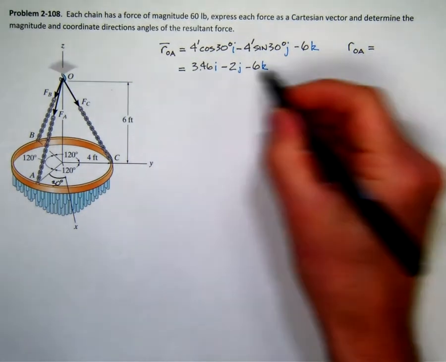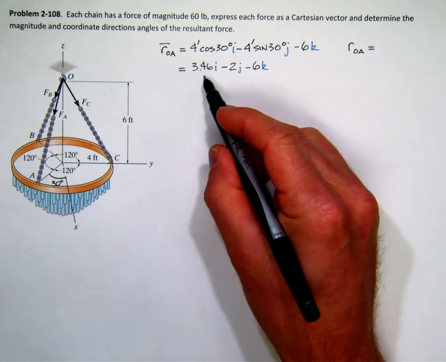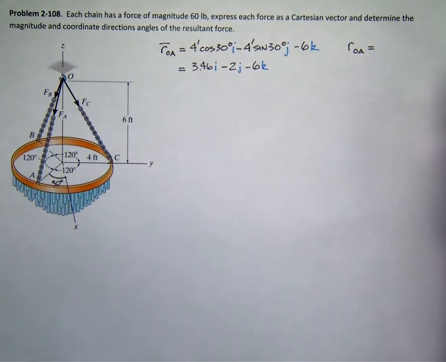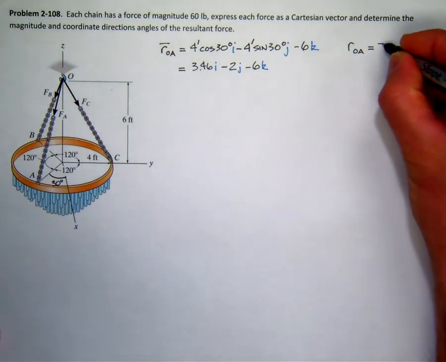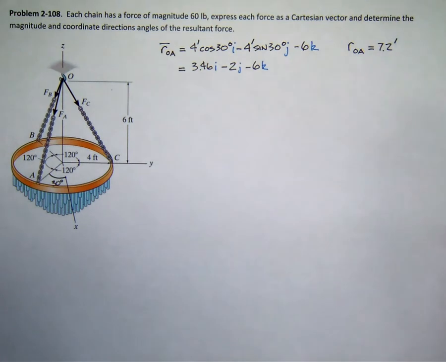So what's the magnitude of that? 6 squared plus 2 squared plus 3.46 squared. What do you get? 52? Too big. In fact, take the square root of it. 7 point what? 7.2. And that will be in feet. You guys get the same answers?